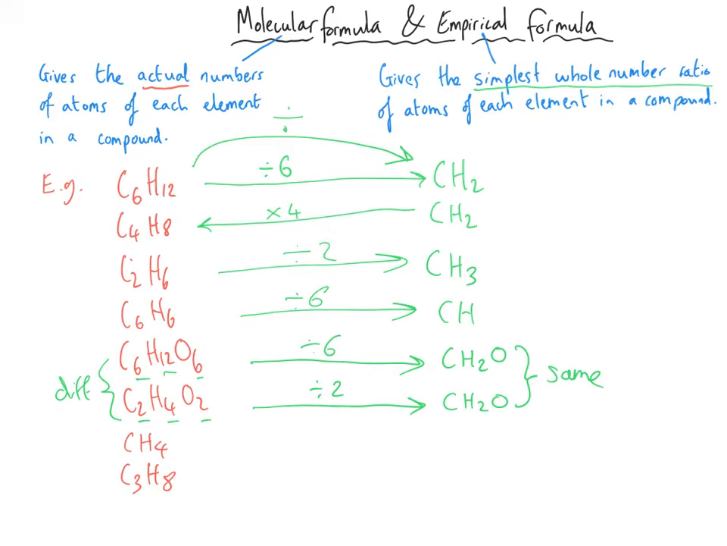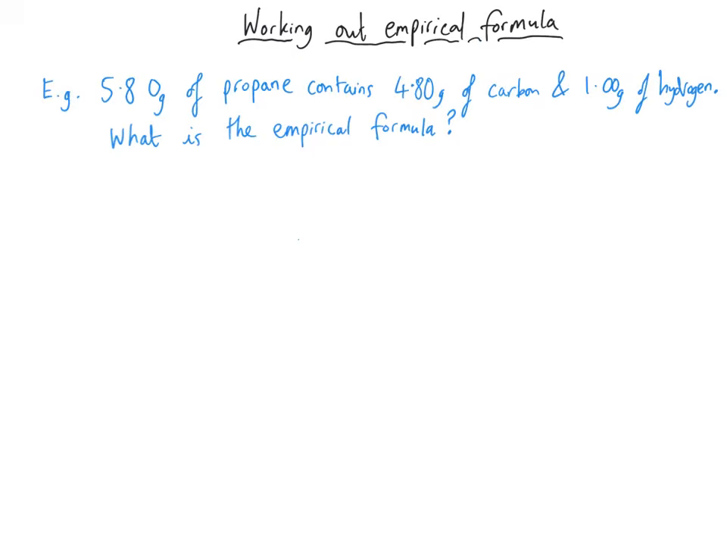Now, there are some occasions, like these bottom two, where the empirical formula is the same as the molecular formula. That's because there is no number that 3 and 8 can divide by to get smaller integers. We can't divide them by 3 or 4 or anything like that. And so the empirical formula and the molecular formula can sometimes be the same. Let's take a look now at how we can work out the empirical formula of an organic compound. More about this in the amount of substance video, but for now let's look at one example.